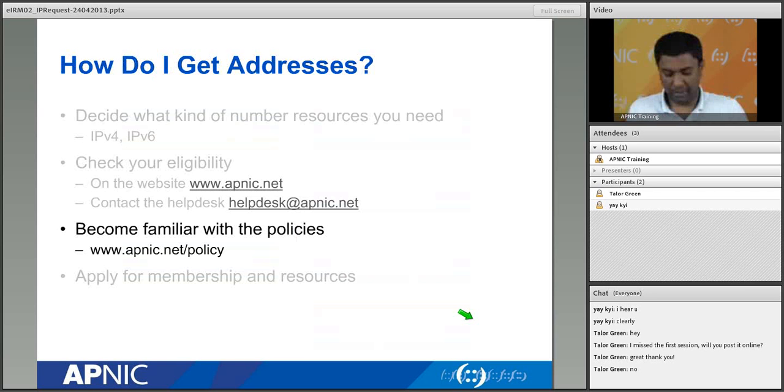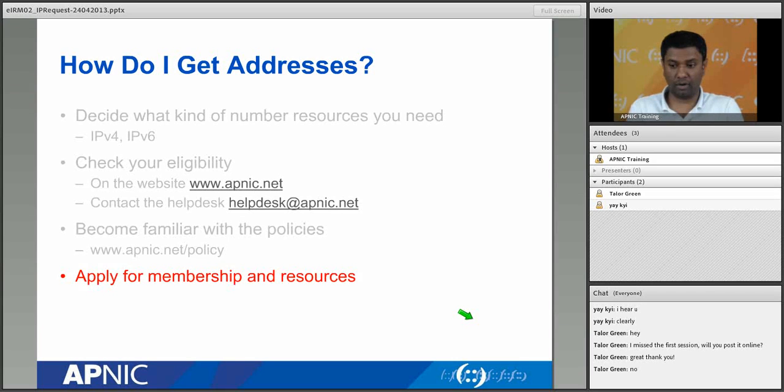But a recent policy proposal has been accepted in the APNIC member meeting, and when that policy is implemented in a very short time, then even to get an IPv6 address as an enterprise, you don't need to be multi-home. Even if you're single-homed, you still can qualify to get an IPv6 /48. That will be done when the policy is implemented soon.